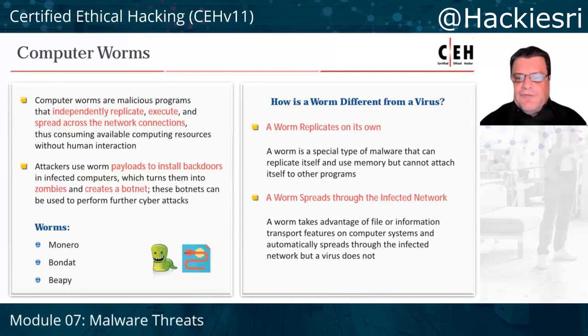A worm takes advantage of file or information transport features on computer systems and automatically spreads through the infected network, which a virus does not. So again, with a worm, you do not need a carrier file or download. It is independently activated.